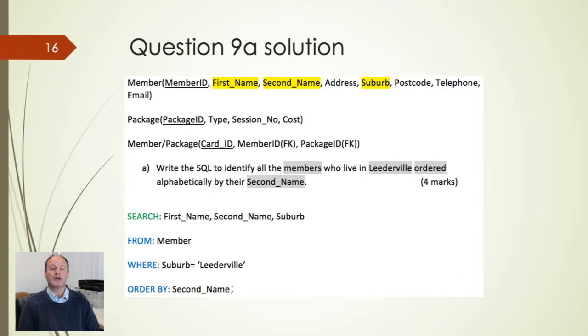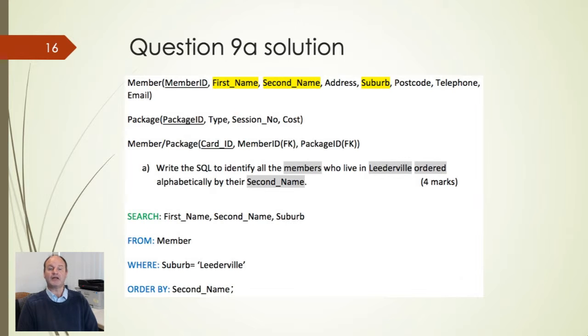Part A. Write the SQL to identify all the members who live in Leaderville, ordered alphabetically by their second name. We need members in Leaderville ordered on second name. You can see from what is highlighted in yellow the fields that we need: first name, second name, and suburb. Here is how you would write it.